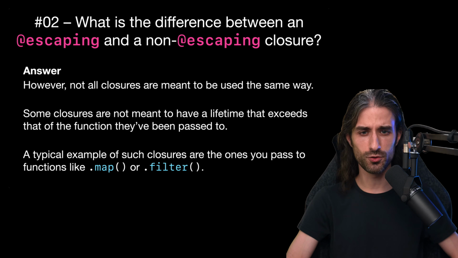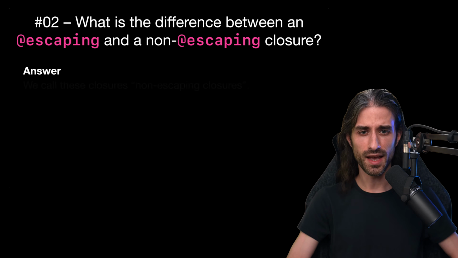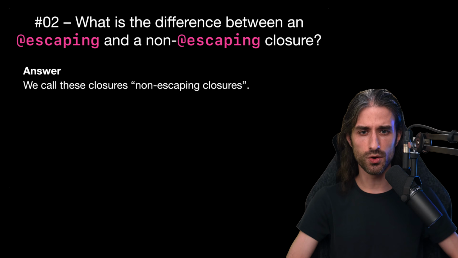These closures are meant to be called inside the body of the function that you pass them to, but once that function has returned, they no longer serve any purpose. And these are the closures that we call non-escaping closures. The name reflects the fact that these closures don't escape the scope of the function they've been passed to.